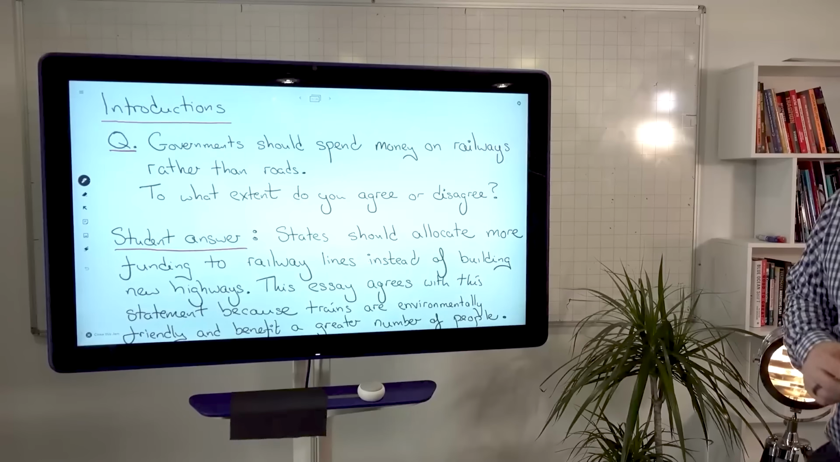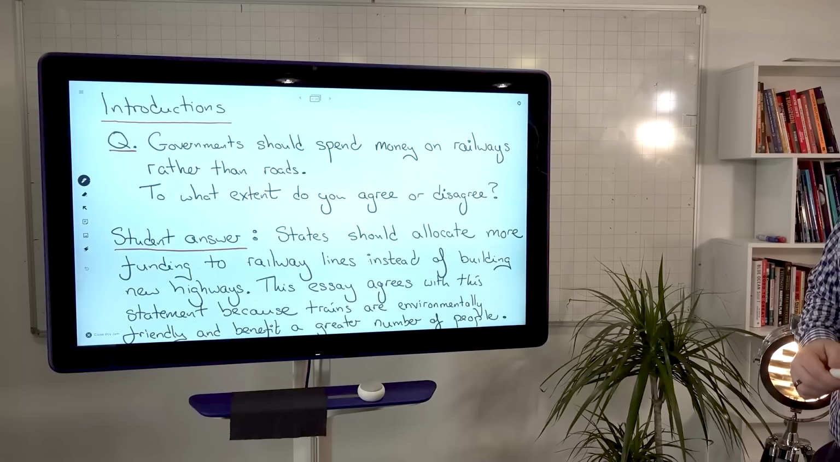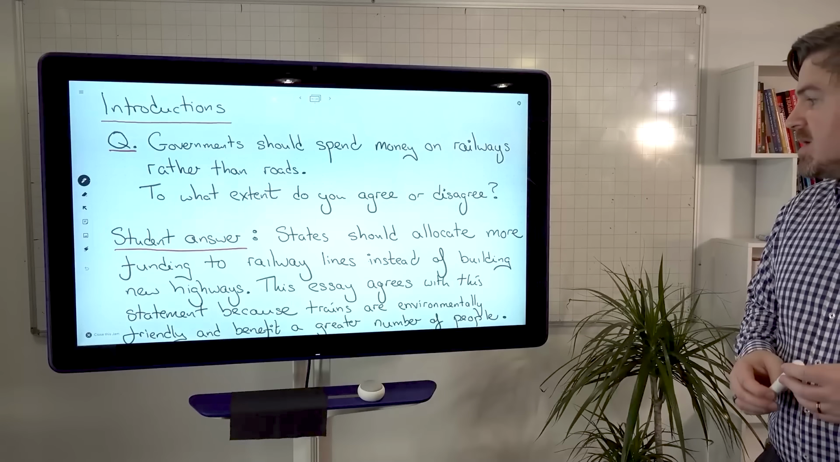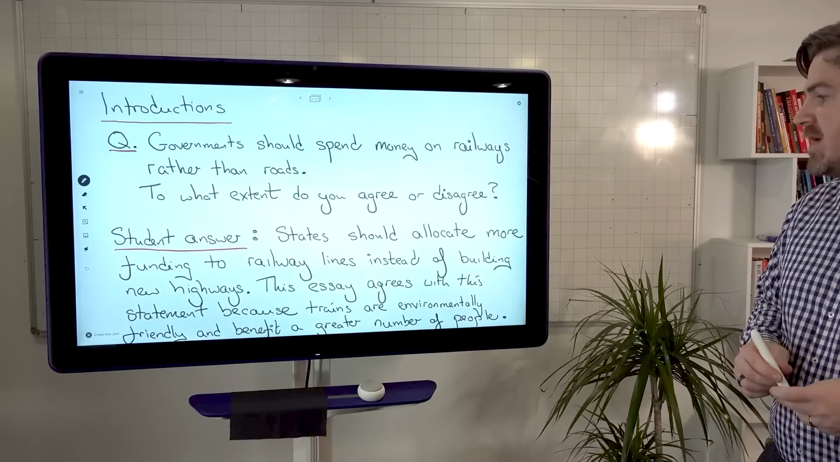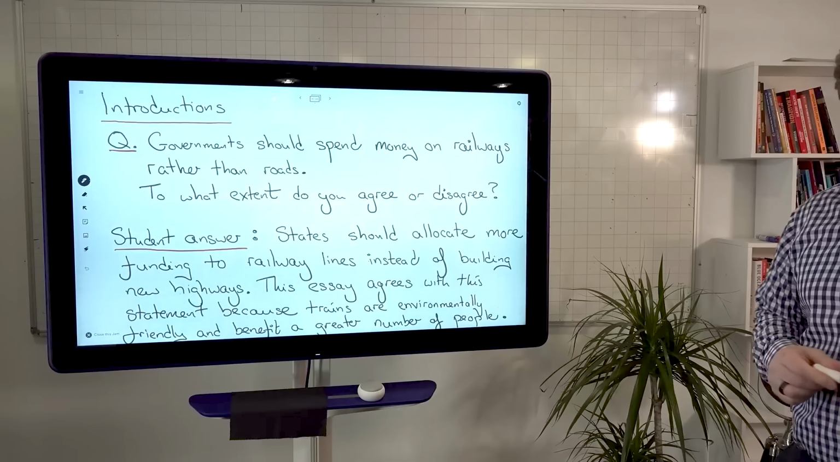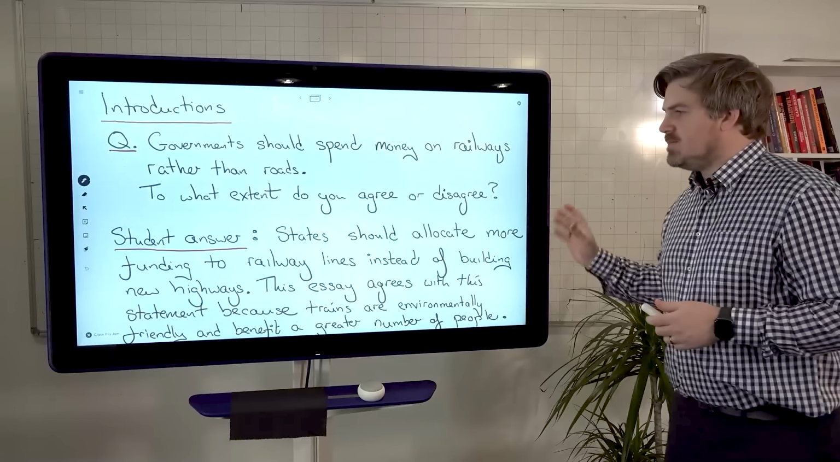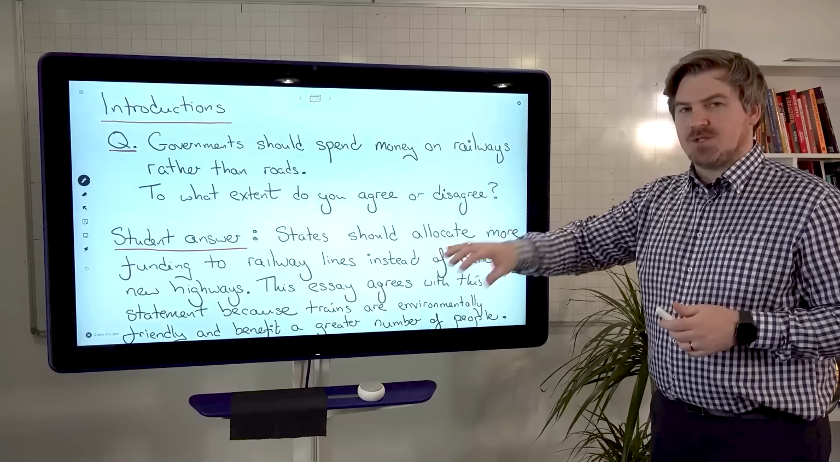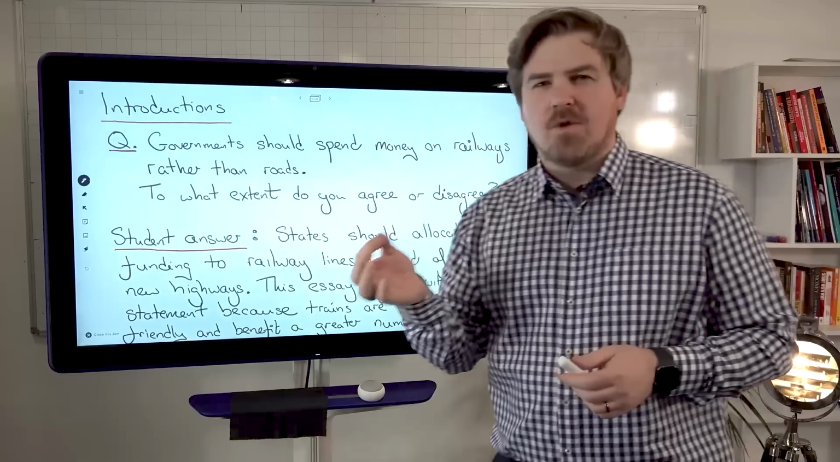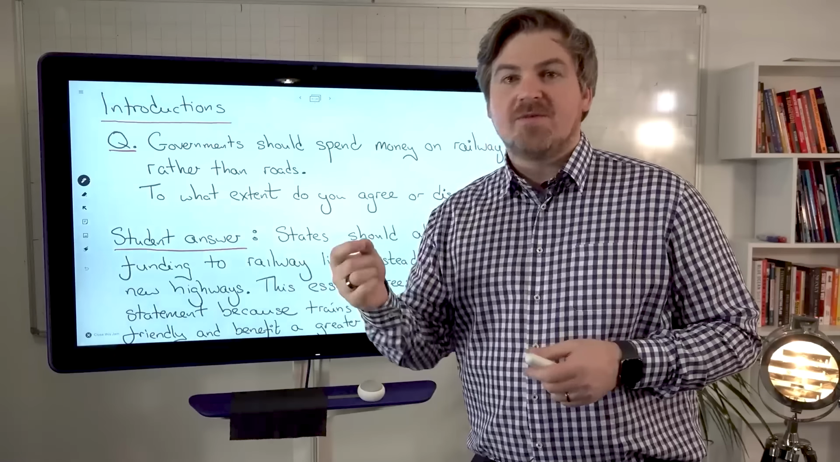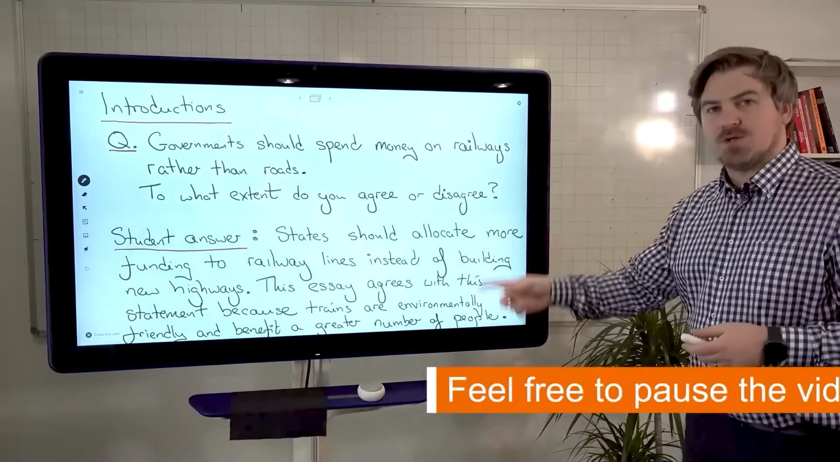"States should allocate more funding to railway lines instead of building new highways. This essay agrees with this statement because trains are environmentally friendly and benefit a greater number of people." So what I'd like you to do is read this introduction and think of the formula that they used. Think of the principles that they used in order to write this.